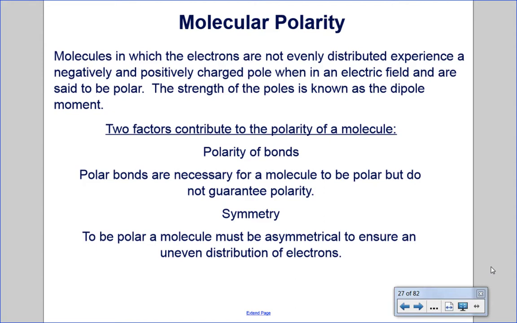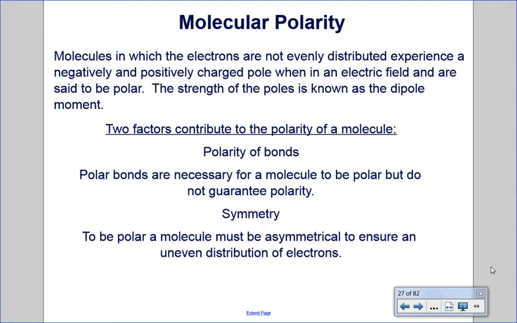Molecular polarity. Molecules in which the electrons are not evenly distributed experience a negatively and positively charged pole when in an electric field and are said to be polar. The strength of the poles is known as the dipole moment. Two factors contribute to the polarity of a molecule.